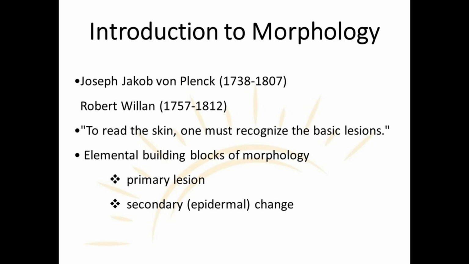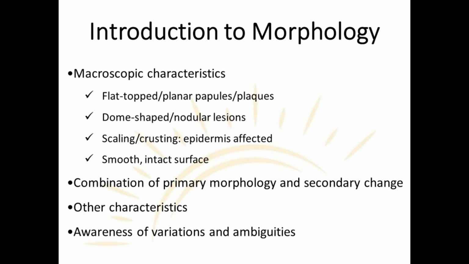Introduction to morphology. Work by Joseph Jacob von Plenck and Robert Willan established basic morphologic terminology. To read the skin, one must recognize the basic lesions. Elemental building blocks of morphology are: primary lesion and secondary epidermal change. Macroscopic characteristics help understand microscopic pathologic changes, clinical pathologic correlation.